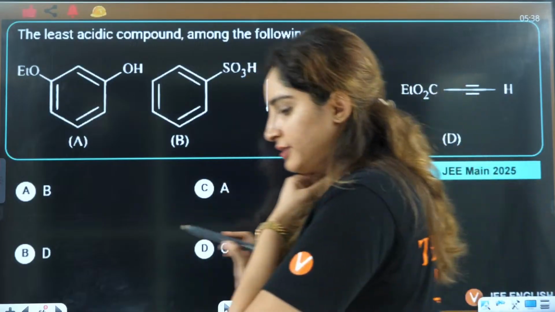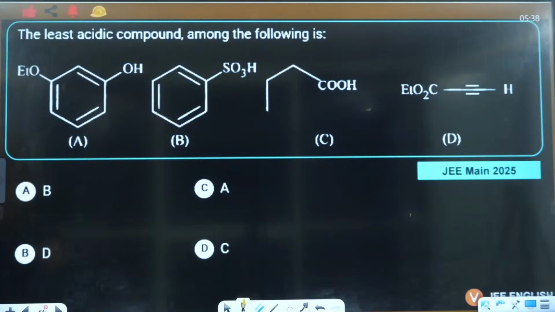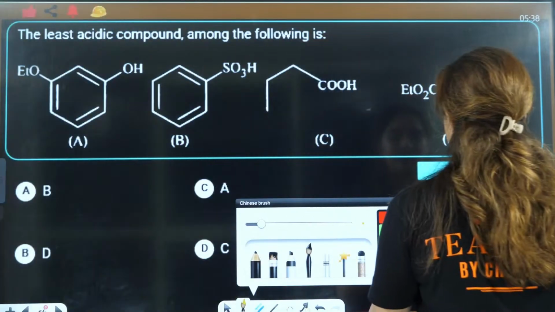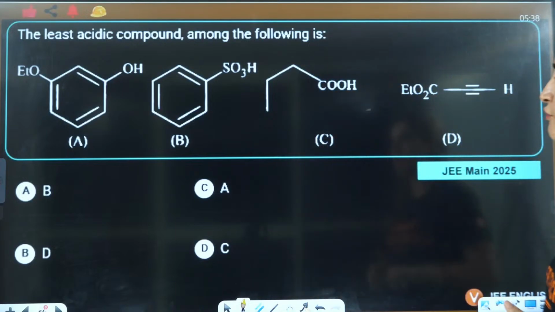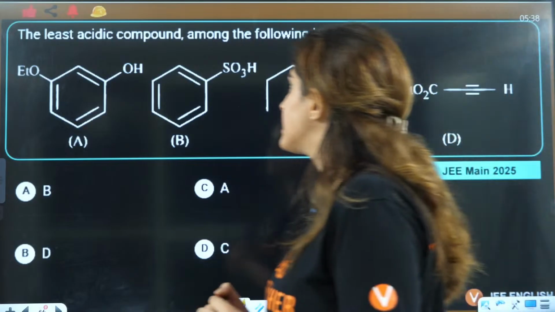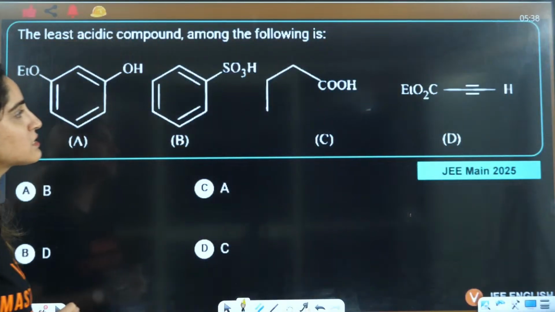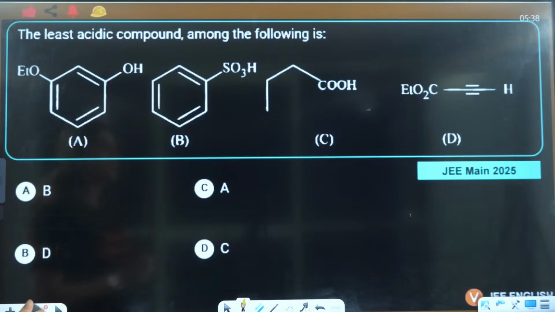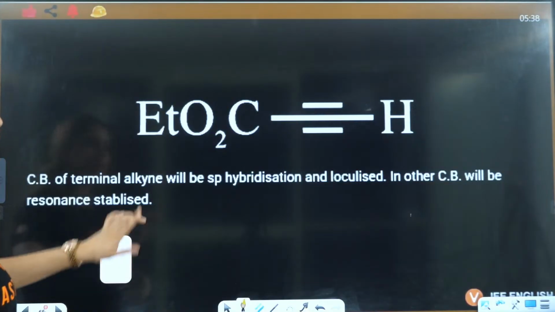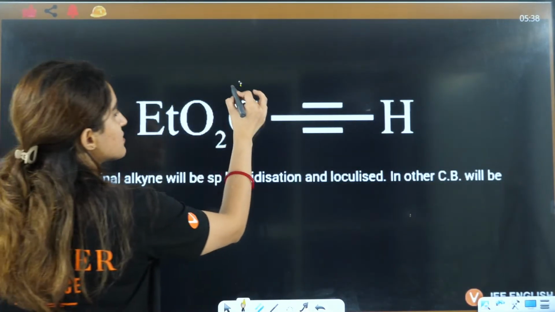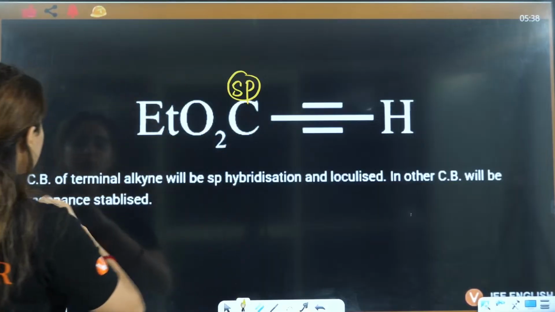If you see it here, you have to tell the least acidic among these. That means where electron donation is going on. Let's talk about that. When you solve this, this is the case where there is sp hybridization.